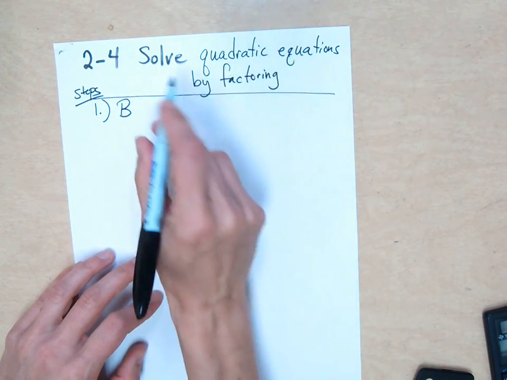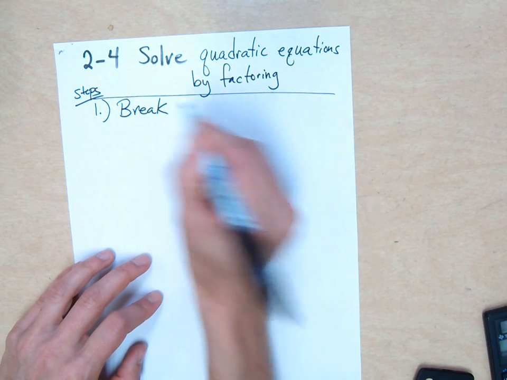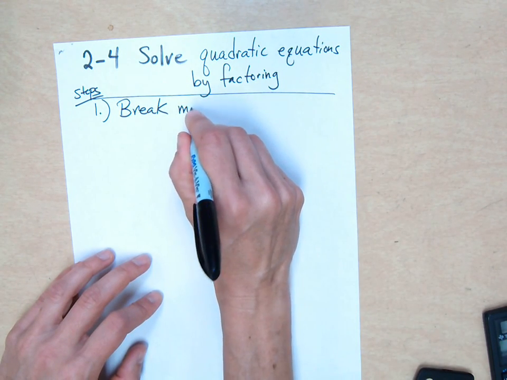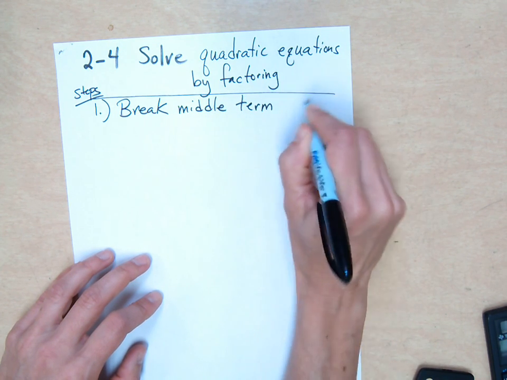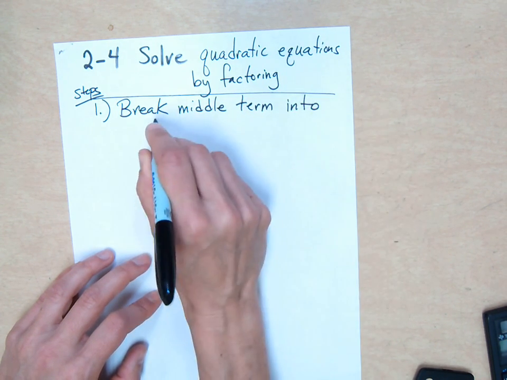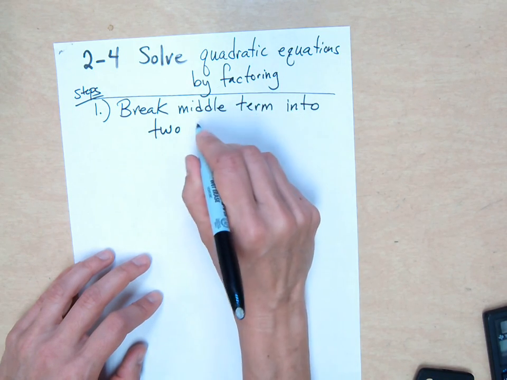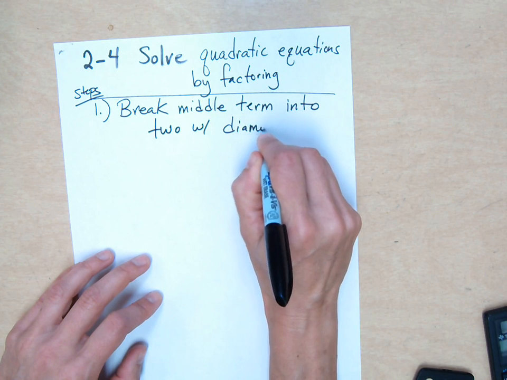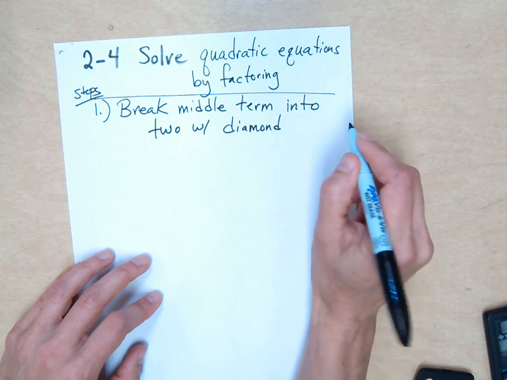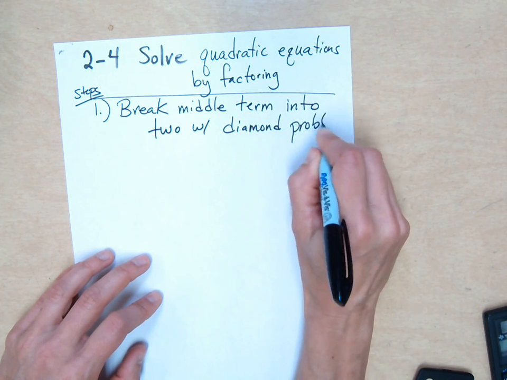Step 1, break the middle term into 2 with a diamond problem.